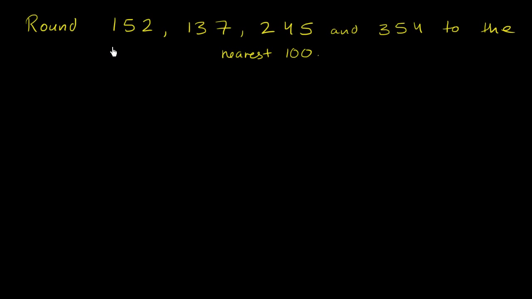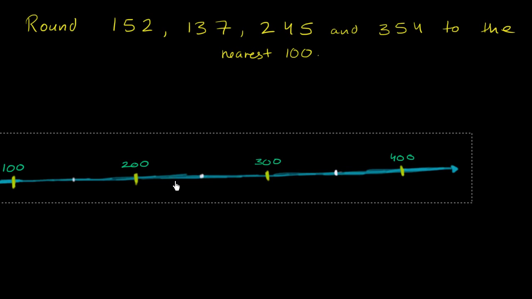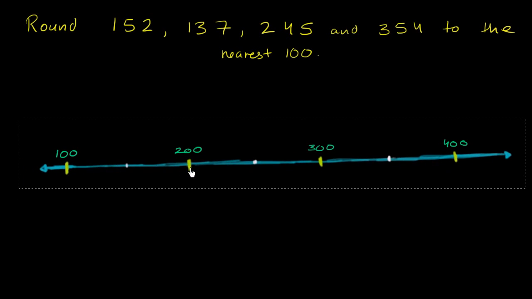We're asked to round 152, 137, 245, and 354 to the nearest 100, which is another way of saying round each of these numbers to the nearest multiple of 100. So let's think about them one by one. Let's draw a number line here, and here I'm counting up by hundreds. What I've marked here, 100, 200, 300, 400, these are all multiples of 100. I could keep going up to 500, 600, and so on and so forth.